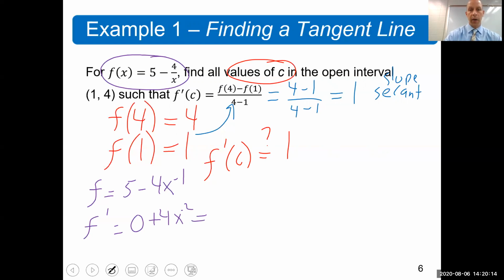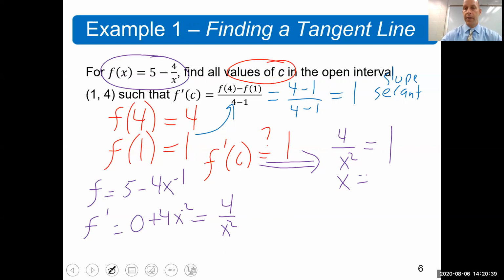And so we could rewrite this then as 4 over x squared. That's what f prime is. So again, what I'm trying to do is figure out what value is 4 over x squared. What values of x is this true for? So this is a pretty simple equation. We can solve this, and you'll very quickly see that x is equal to plus or minus 2.